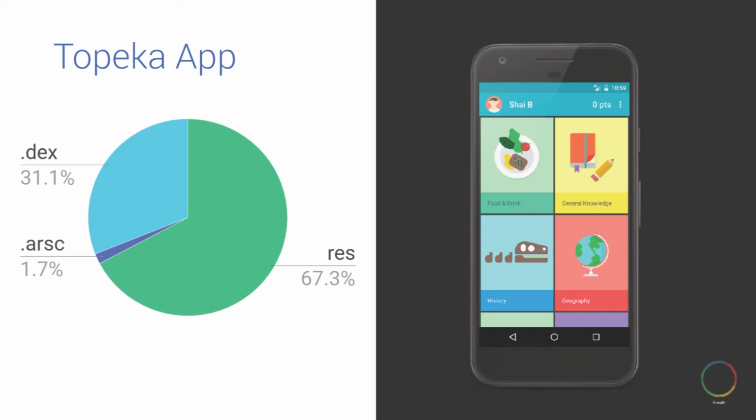Now, one other bucket that's missing from this today is native code, shared object files or .so files, which a lot of applications also have. I'll cover some tips for optimizing that a little bit later in this talk.